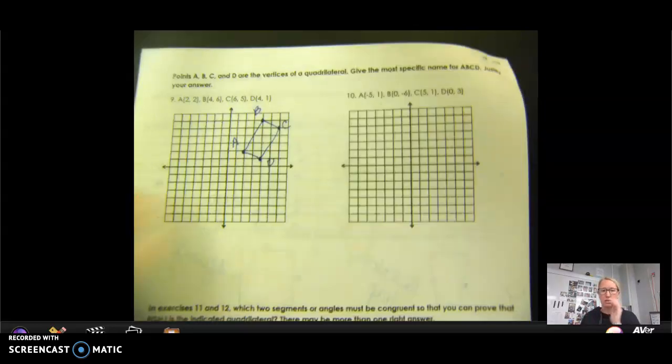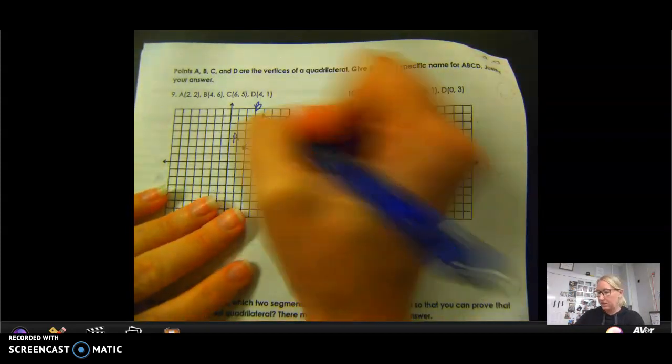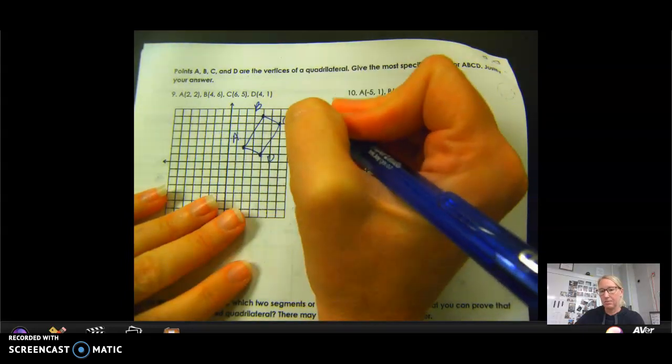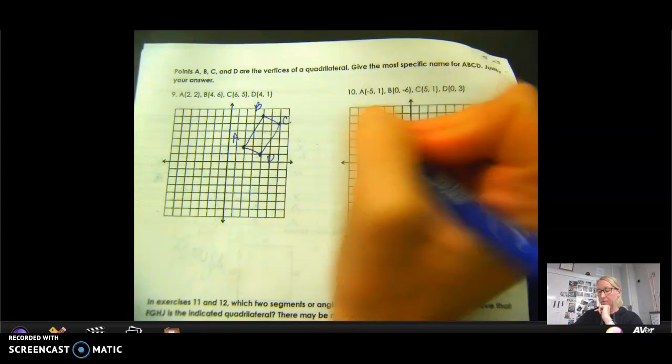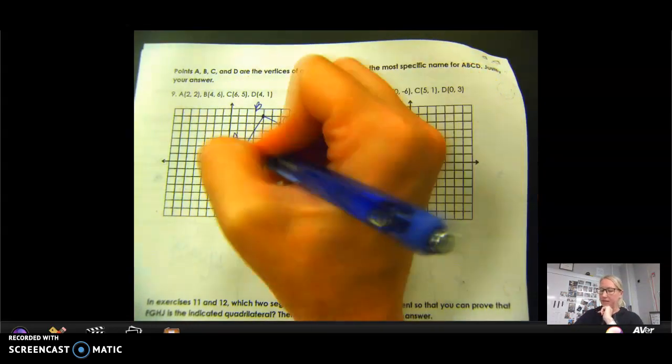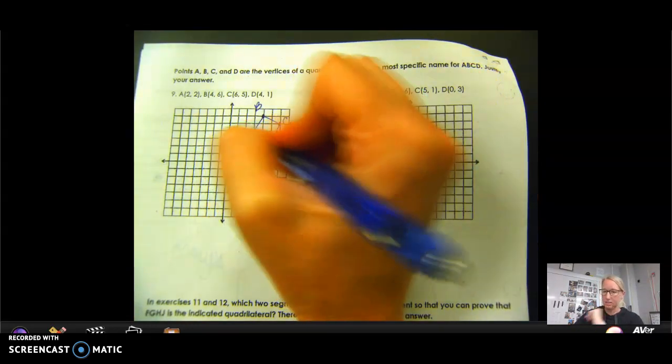So this one looks like it is a rectangle. The easiest way to prove that it is a rectangle is to prove its opposite lengths are equal and that they are parallel. Well, actually, the easiest way to prove that this is a rectangle would be that I have 90-degree angles and that I have parallel sides.